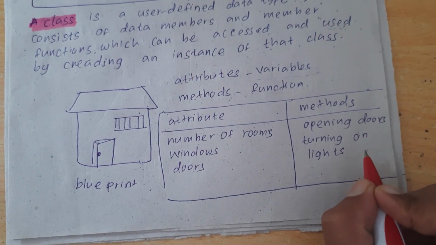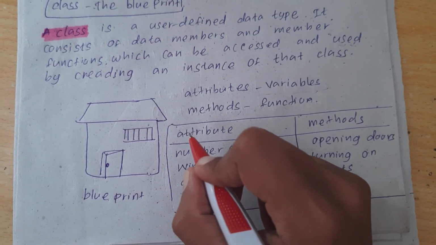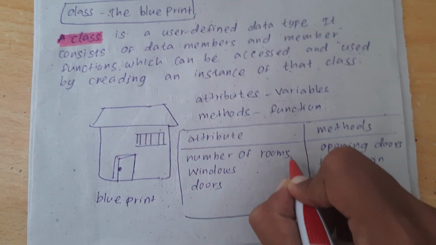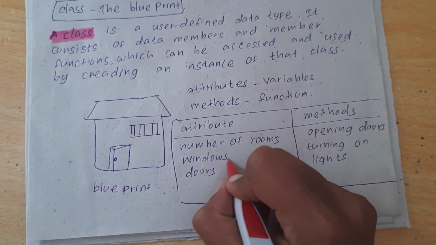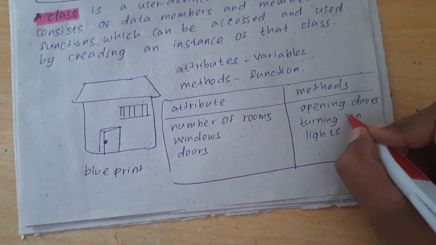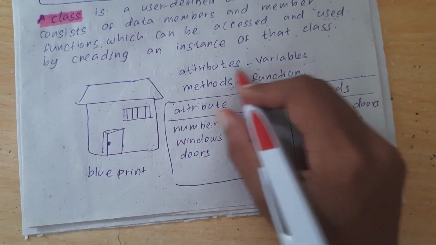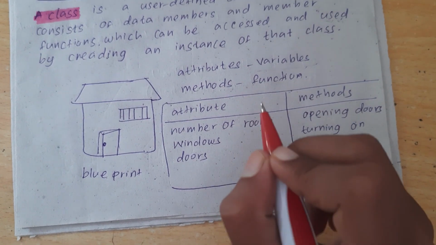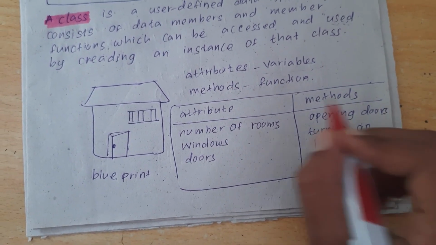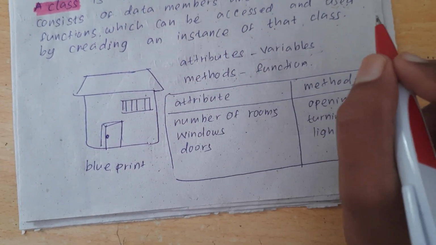Imagine you are an architect designing a house. You create a blueprint specifying attributes like the number of rooms, windows, and doors, as well as methods or actions like opening doors and turning on lights. This blueprint serves as the template for constructing multiple houses with similar features. This is the blueprint. You create different houses using this one blueprint.